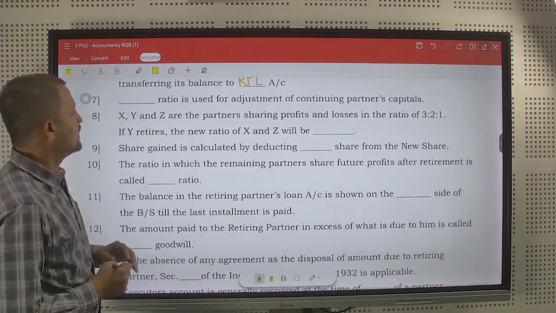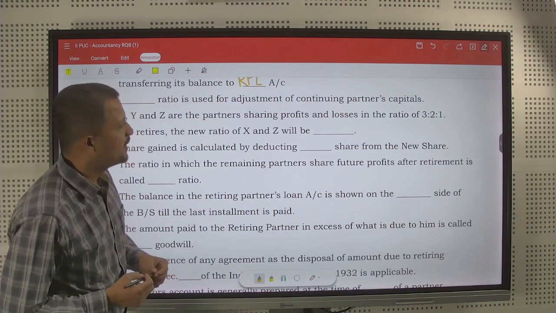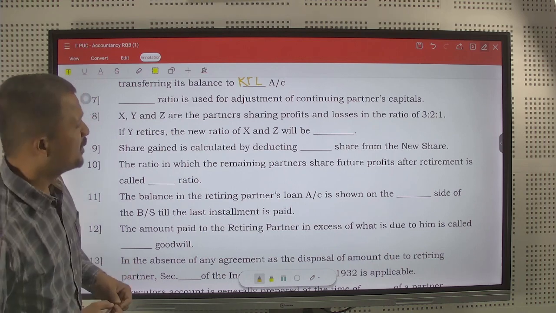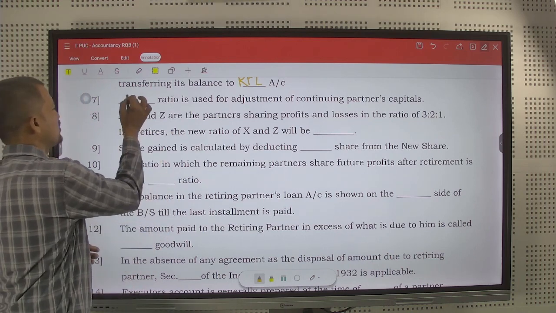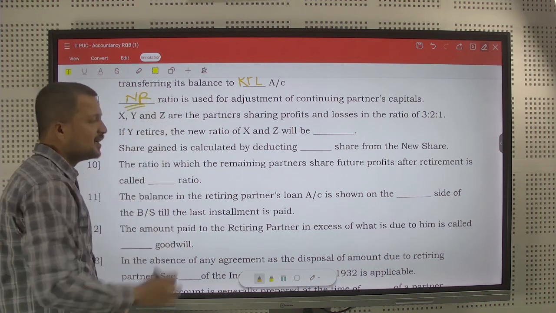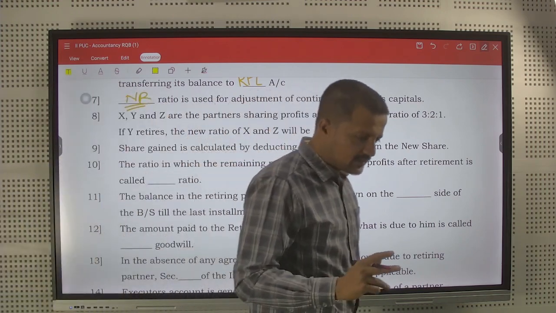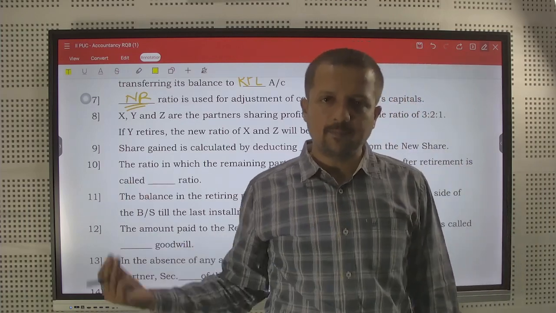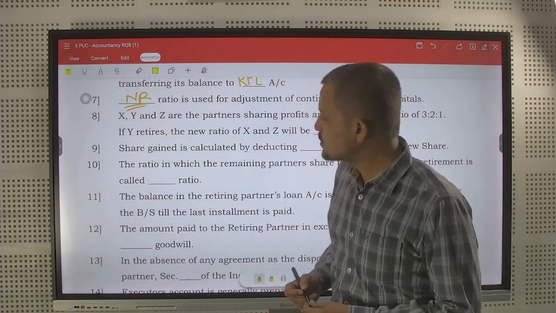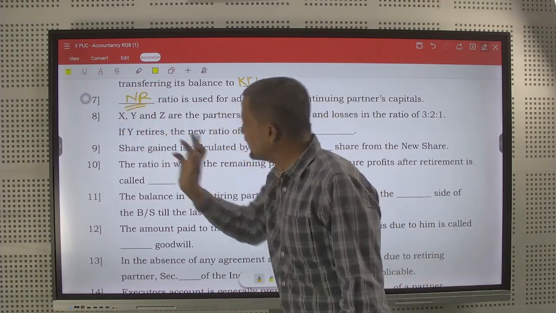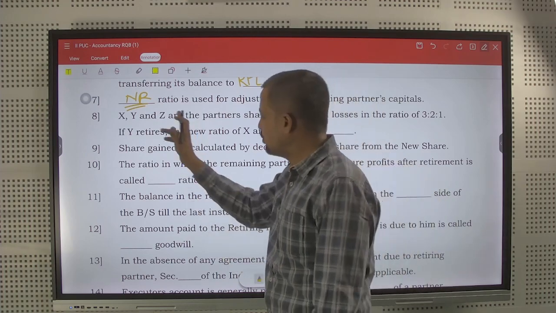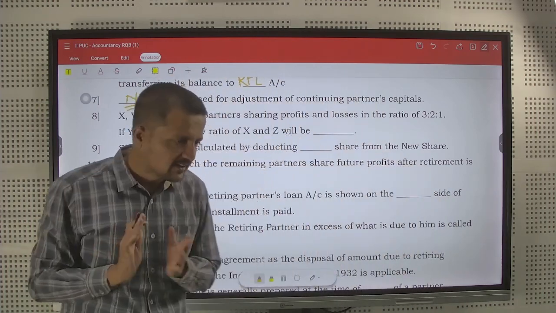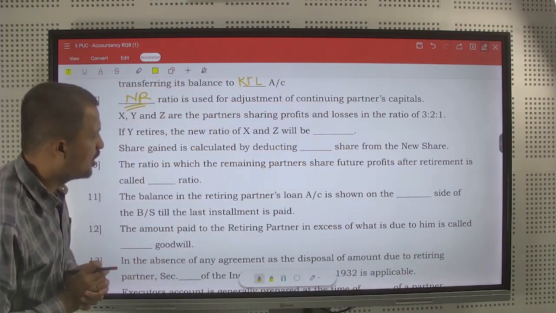Then dash ratio is used for continuing partners' adjustment of capital. Normally it is the new ratio, but I don't completely agree with it, because if you see the three problems which were there in the old question bank, where the capital adjustment was there, it is possible that there can be an agreed ratio also, right? So only new ratio will not be the right answer as per my knowledge.